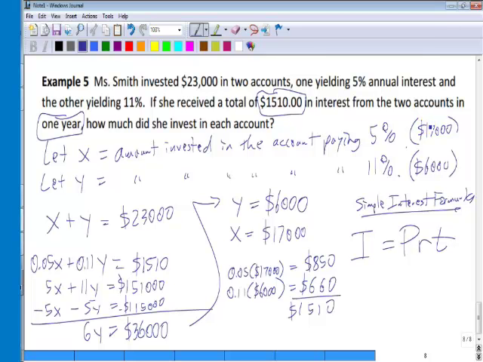I would say Ms. Smith invested $17,000 in the account paying 5%, and she invested $6,000 in the account paying 11%. That's how we'd say it. I probably have enough room there. I just don't feel like writing it down. That's the thing. I'm saying it out loud.